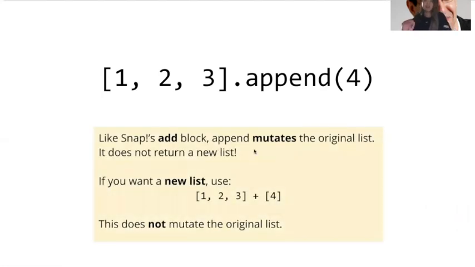Now, there's one key thing to remember. Append mutates the original list. It does not return a new list. So if I said some variable new list equals this statement, this is going to return an error because append doesn't return anything. So if we wanted to get a new list, we'd have to use this syntax here, where we have a list 1, 2, 3, and then plus a list that contains 4 in it. And this would return a new list of 1, 2, 3, and 4.